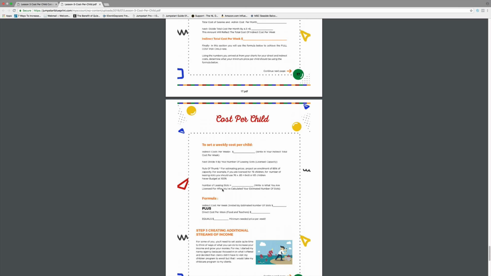So when you look at what it costs you to care for a child, then that will open up your eyes to create additional streams of income and how you structure your deals, your rates, and your contracts.